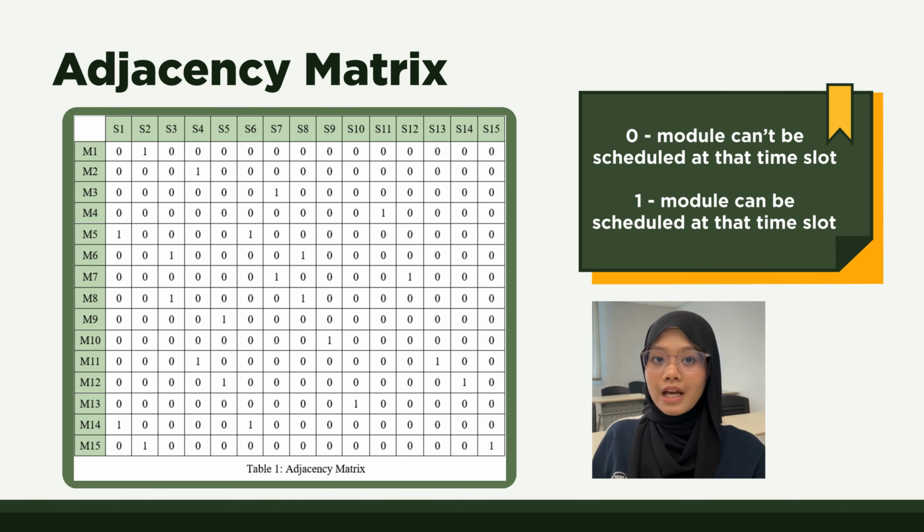From this matrix, potential conflicts can be identified by examining each time slot column. If more than one module has a value of 1 in the same column, then these modules may conflict if scheduled simultaneously. For example, in time slot 1, both module 5 and module 14 have a value of 1. This indicates a potential conflict if both modules are scheduled at the same time. In contrast, time slot 15 has only one module with a value of 1, and therefore no conflict exists in that slot.